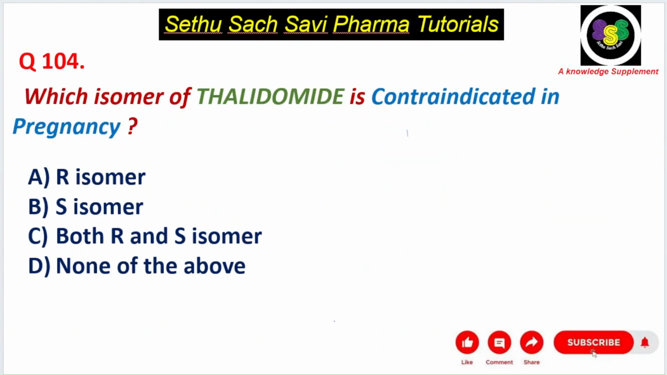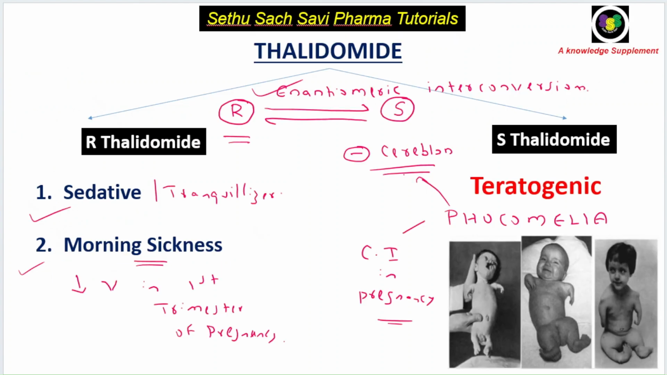So what is the answer for this question? Which isomer is contraindicated in pregnancy? Yes, both R and S are contraindicated in pregnancy. If the question is which isomer causes teratogenic effect, the answer is S isomer. And if the question is which is contraindicated, both are contraindicated because of this property called enantiomeric interconversion. So these are the important points.